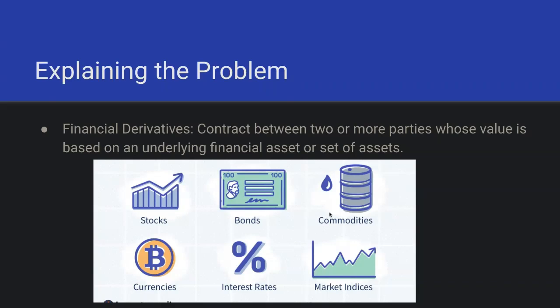So to start off with, let me explain the problem. And to do that, you need to understand what a financial derivative is. So we can think of a derivative as a contract between two parties. And the value of this derivative is based on the underlying financial assets. So these are some common underlying instruments that include bonds, stocks, commodities, currencies, interest rates, market indexes. And this whole field of studying derivatives is quickly evolving.